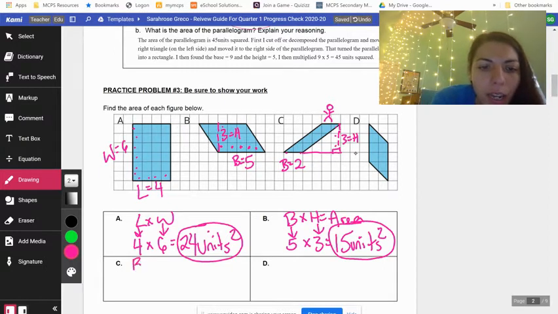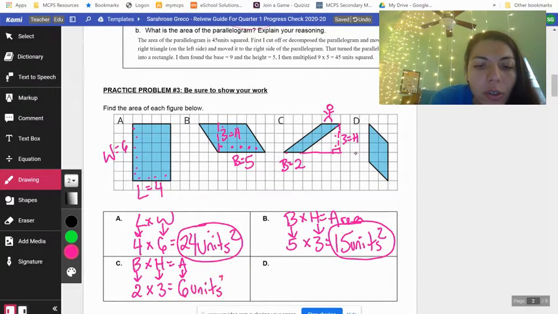So over here, we're going to say that for letter C, again, I'm going to write B times H equals area, and I'm going to plug in the numbers I have. I have 2 for B, and I have 3 for H. 2 times 3 is 6. That's my area, and it's going to be units squared.